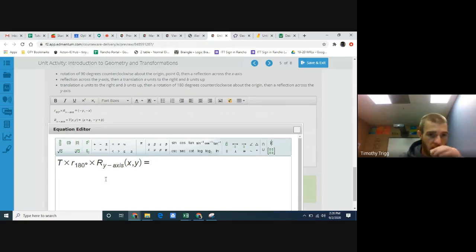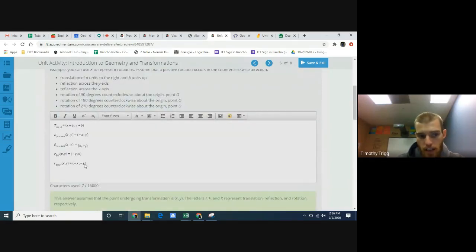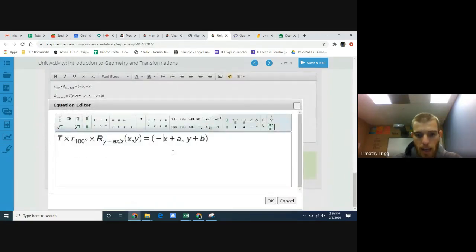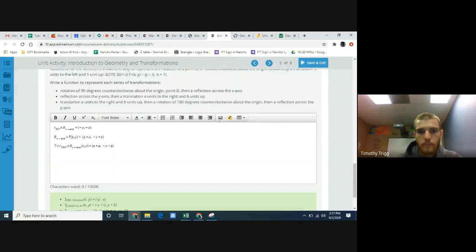Let's see what happens. So first, we're going to translate a units up, b units to the right. So that would look like x plus a, y plus b. Okay, then we rotate 180 degrees. So the rotation 180 degrees, well, let's go back up. The rotation 180 degrees changes both of their signs to the opposite sign. So this will become negative x, and also the a becomes negative. Everything changes signs. Then reflect across the y-axis. So that's flipping across the y-axis. So when you flip across the y-axis, the x coordinates change signs. So let's go back to being positive. There you go. That one's a tricky one. And that's that for that one.